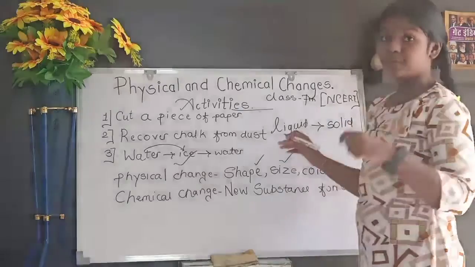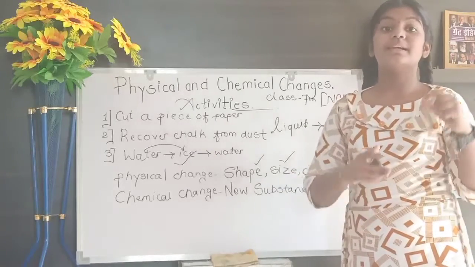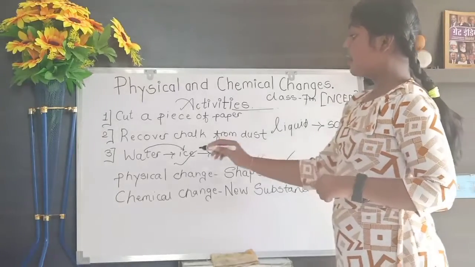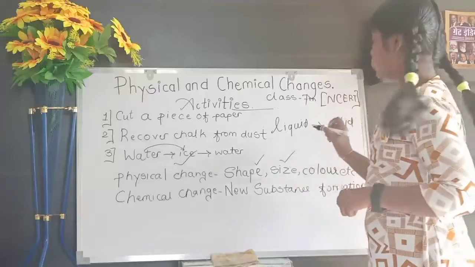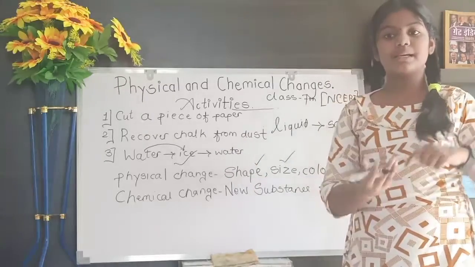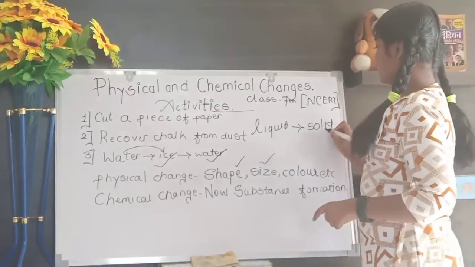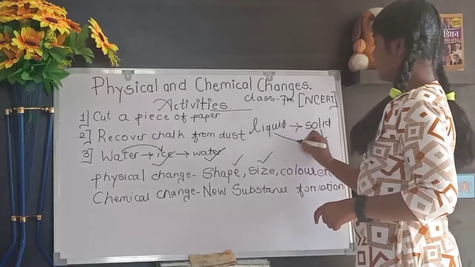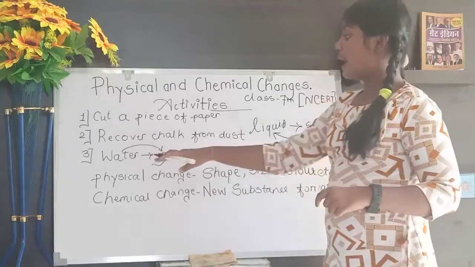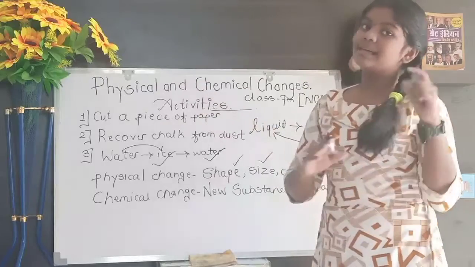Means here the physical change is also happening and a chemical change is also happening, that it is forming a new substance. Now we get the ice. After that, if we melt it by keeping it in the sunlight, we will get water again, liquid. So this is called the water cycle. So water into ice and ice into water is also a physical change and a chemical change.